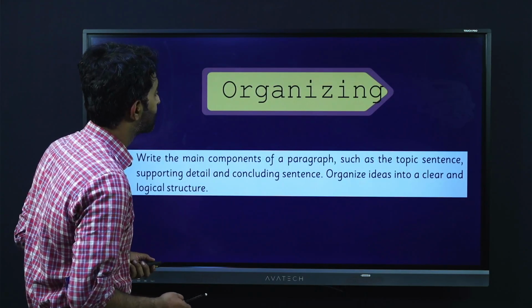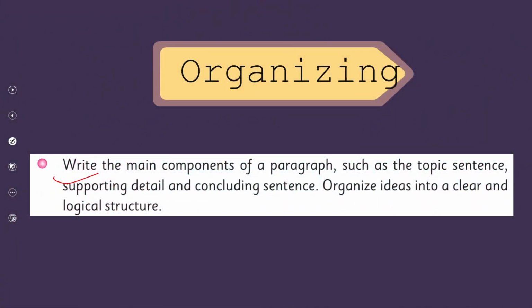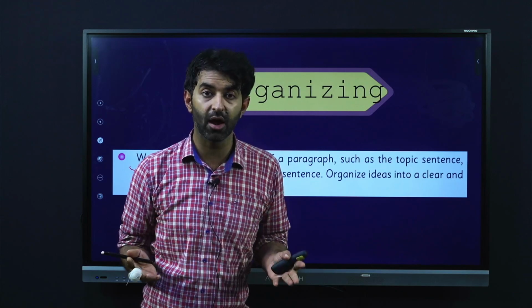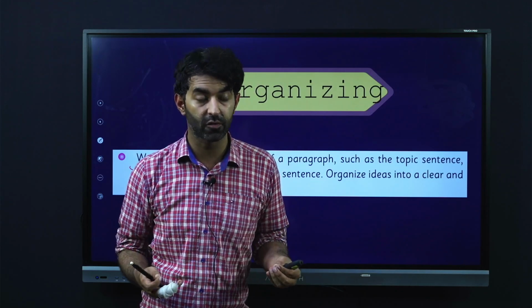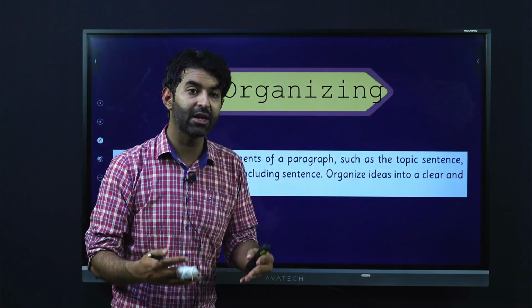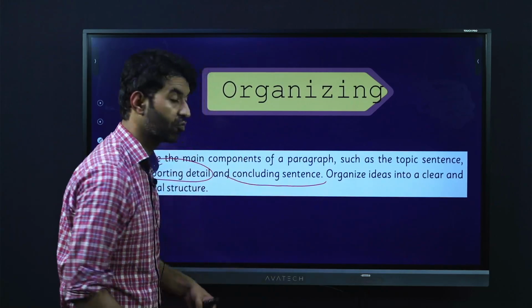Now, when we are writing a paragraph, what we do is we first write a topic sentence. The first sentence that we have in our paragraph is called the topic sentence. It is very important that we write it, then we add supporting detail for that topic sentence so that it has some detail, some information, and then we conclude our sentence. We end it.